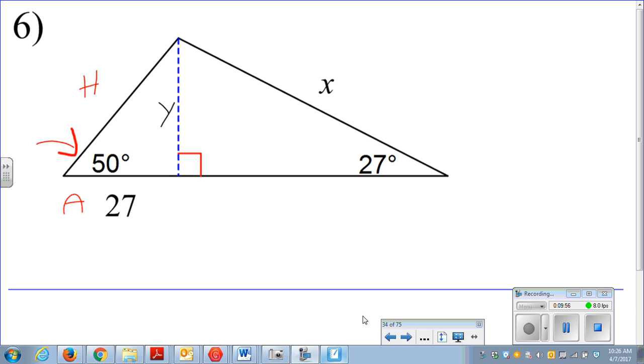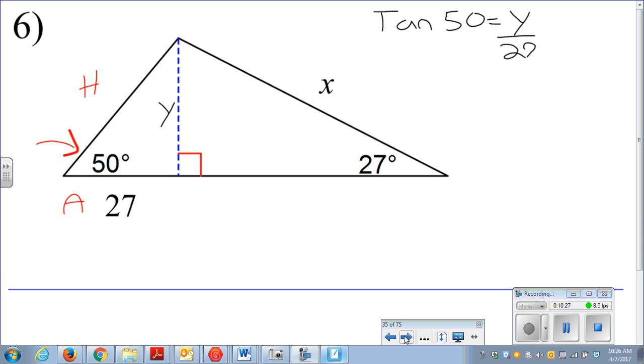So I'm going to label the rest of the triangle here where I have the hypotenuse, the angle. My y is going to be opposite, and this 27 is adjacent. Okay. Step 2, I pick the correct trig function. Since I have opposite and adjacent, my trig function is going to be tangent. So I say tan of 50 is equal to y over 27.